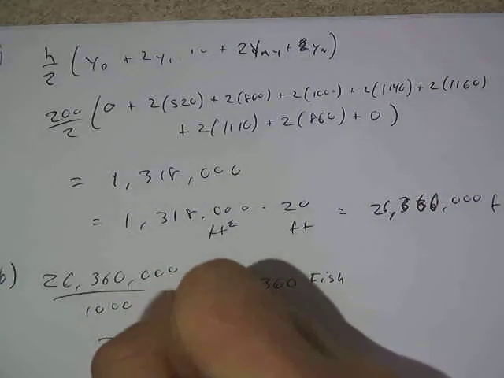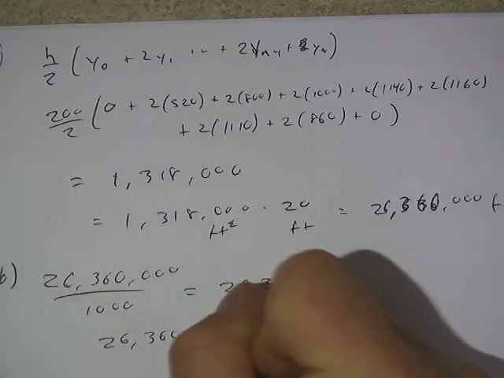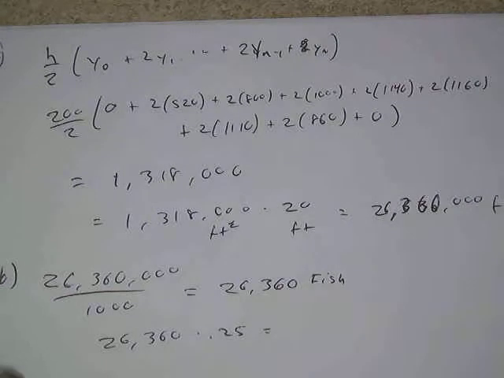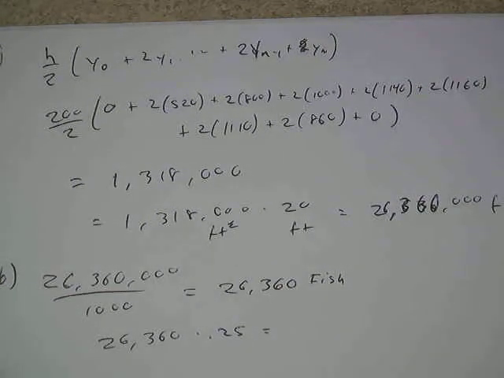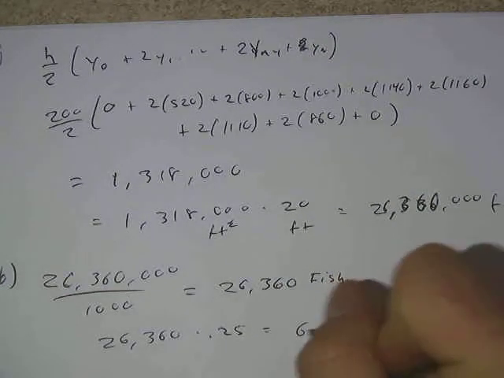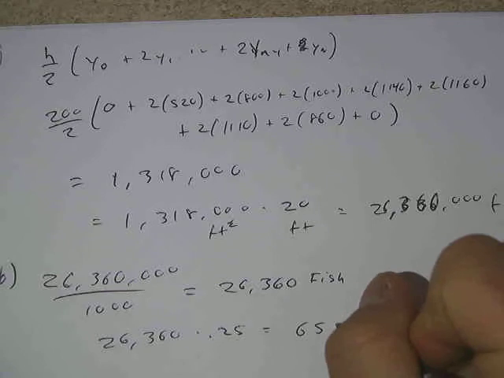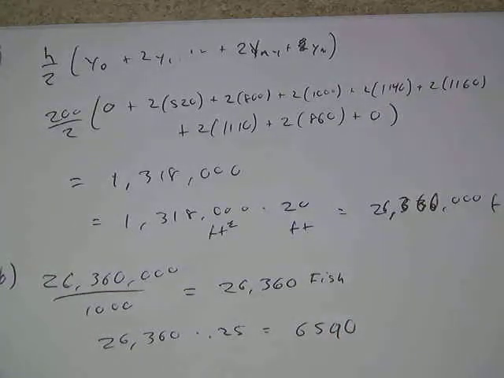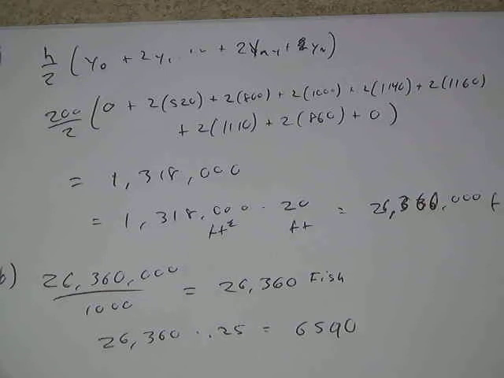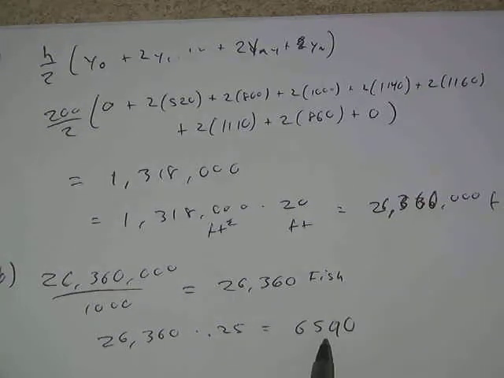So ultimately, if I did 26,360 times 0.25, then how many fish would I want to have left? Well, that's 6,590. All right, and so that means that the question then is what's the maximum number of licenses the town can sell if the average seasonal catch is 20 fish per license?